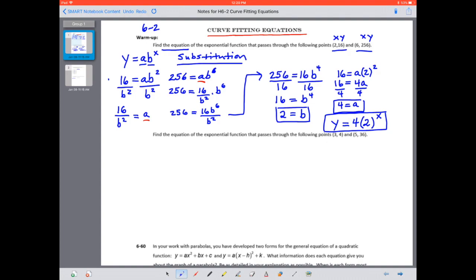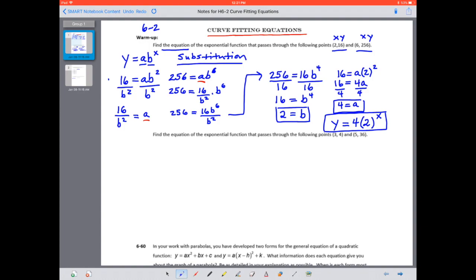Now, how can we check it? You can always take your x and y values and plug them into this equation and make sure that they make true statements. A second option, which I'd love to show you, but I don't have the ability to do that on my iPad, is to graph the function and then look at a table to make sure that those 2 points exist on the table.